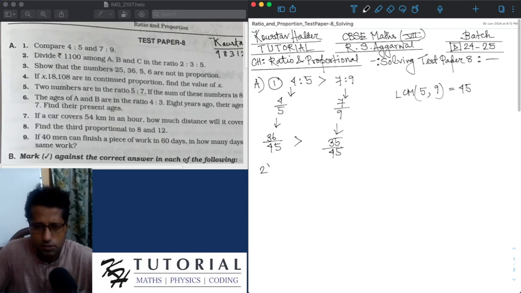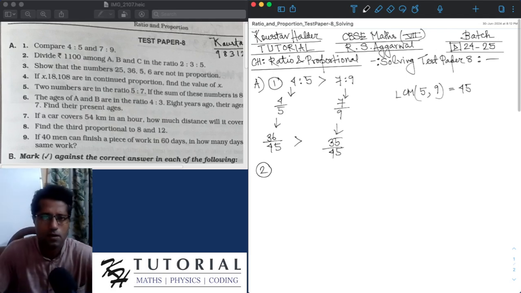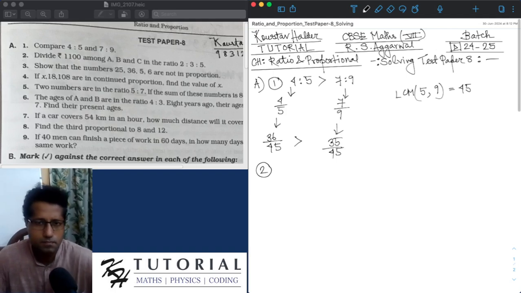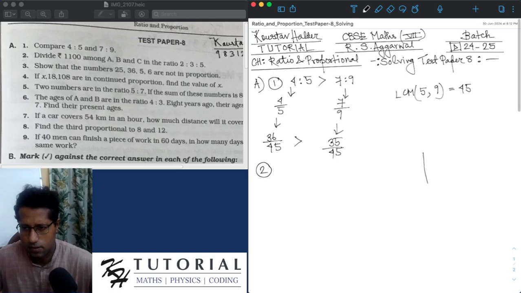Okay, let's solve question number 2. It says divide rupees 1100 among A, B, and C in the ratio 2:3:5. Okay, so I have already discussed how to solve this pattern of question in the theory. I think it was part 1 while discussing ratio. So just as a side note, I will discuss again the formula.